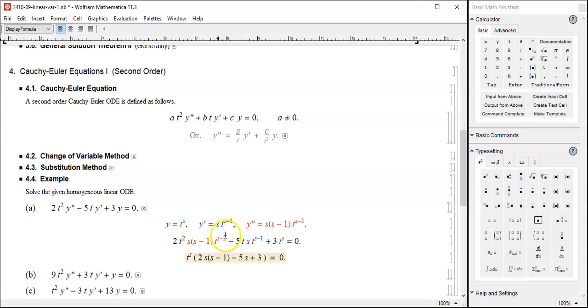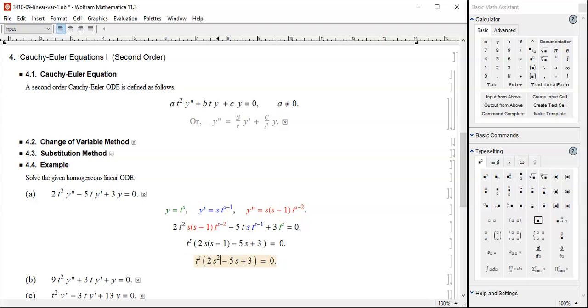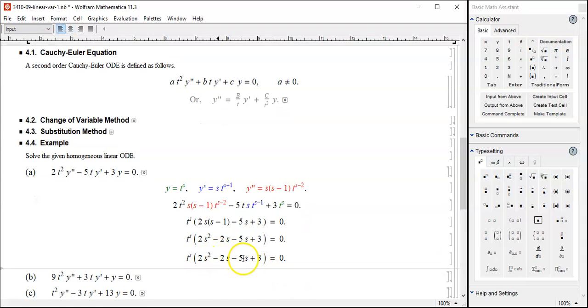So all the t to the s power factored out. And then let's work out the inside a little bit further. Let's see, what do we have? 2s squared minus 2s. Did I do this right? After substituting, let's see, 2s squared, this minus 7s.